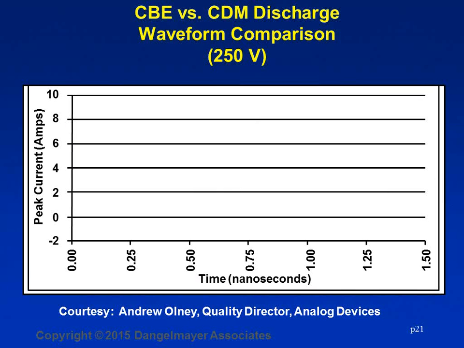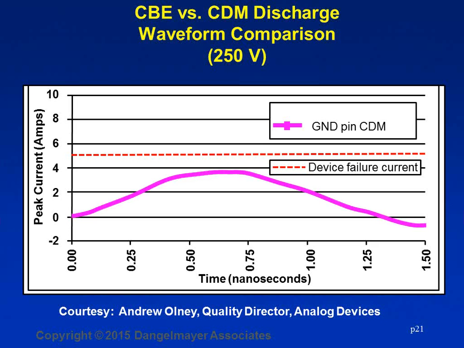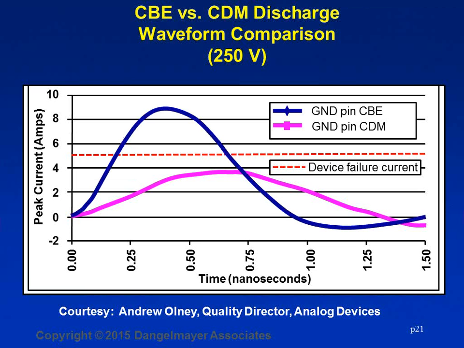This is a chart that was given to us by Andrew Olney over at Analog Devices, and it's talking about the device. He took a device and he charged it to 250 volts, and he did a discharge. Measured the discharge current, and the failure current was about 5 amps. And at the device level, it satisfied that. Unfortunately, when you take that same device and put it on the board it was supposed to go on, charged the board up to 250 volts, he got about 9 amps of current, which destroyed the device.